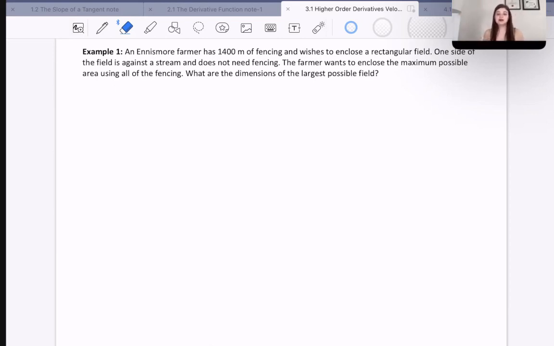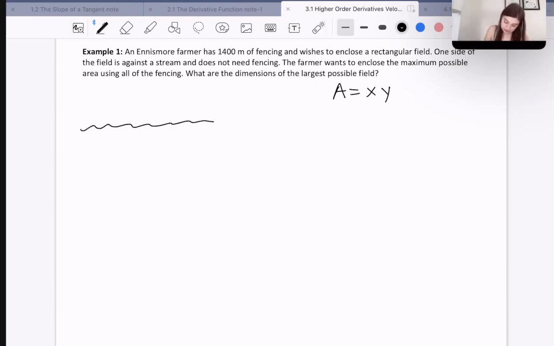So let's talk about what we want here. Well, we want to maximize the area. And we know that area is equal to base times height, or in this case, I'm just going to say x times y. We also know that one side of the field is against a stream and doesn't need fencing. So I'm going to draw a little picture of the stream, and then I'm going to draw x and y's, right?